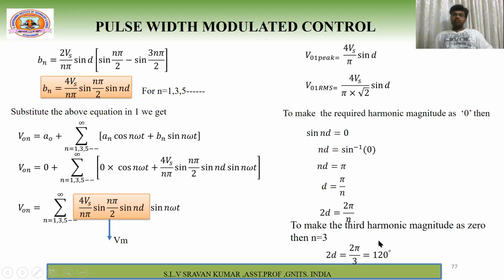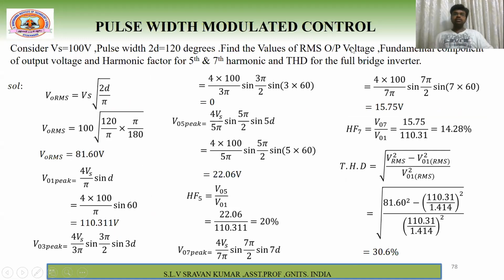That means if you want to make the third harmonic 0, the pulse width is 120 degrees. For example, if you want to make the fifth harmonic 0, then 2d is equal to 2 pi by 5, which is nothing but 72 degrees. Understand what I'm saying? Right. Next, we'll solve one problem, then you will get some idea.